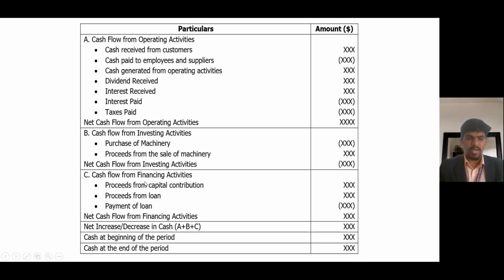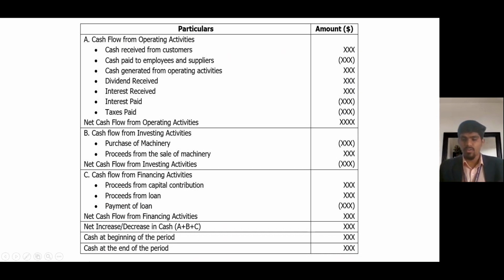So what do you mean by cash flow from financing activities? Proceeds from capital contribution. So if you have invested in any capital, you're getting the profit from that. And proceeds from loan. After payment of loan, you will get the refund from that. Okay, for example, you're a businessman, you've taken a 1 lakh rupees loan and you've paid the full 1 lakh rupees. When you pay the full amount, your interest will be reduced from that. So that interest will be taken as profit from the loan. Okay, you'll get the profit.